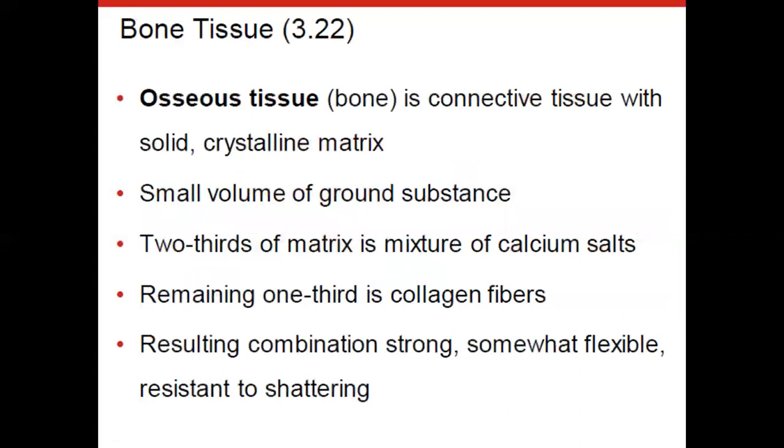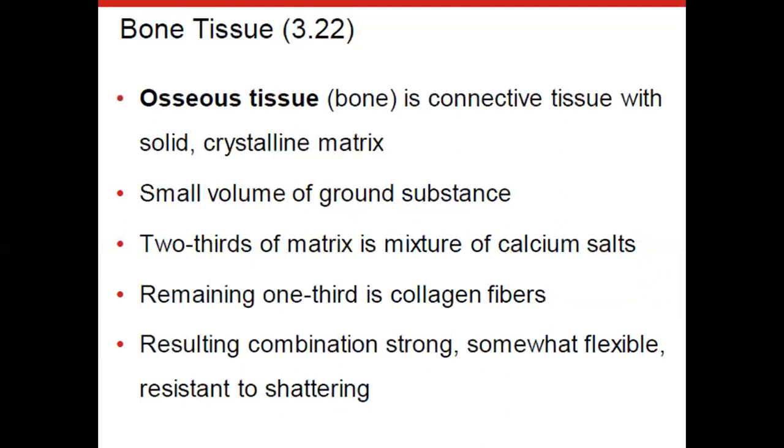Bone tissue is also considered connective tissue. Osseous or osteo means bone, and it's connective tissue with a really hard matrix. There's a tiny bit of ground substance, which is the fluid component. Two-thirds of the matrix is mostly made up of stored calcium as calcium salts, and the remaining third is all collagen fibers. So basically, these calcium salts, calcium stored in bone, is what makes bone hard.